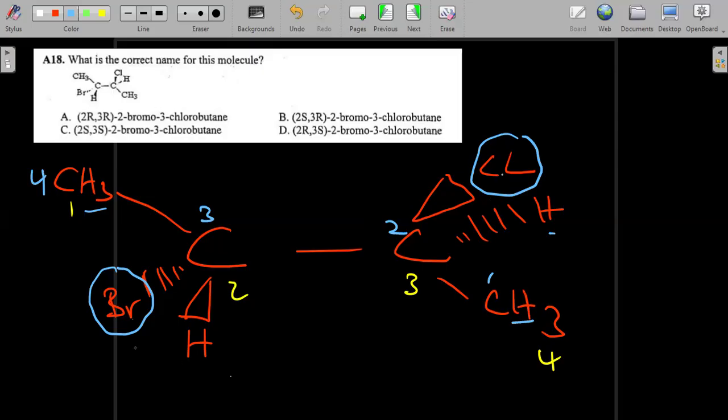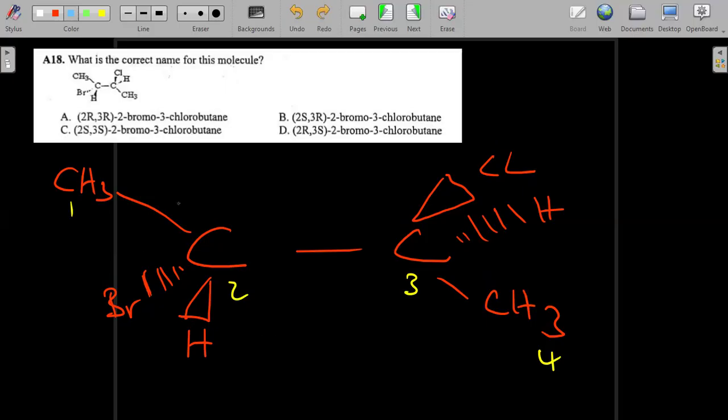We see that the one that will come first is the boron here. Why? Because it has a higher atomic number than the chlorine. So our counting will start from here and then go like that. We're going to get the counting in yellow there. That's how we can decide which side to start with. So we're going to get that numbering there.